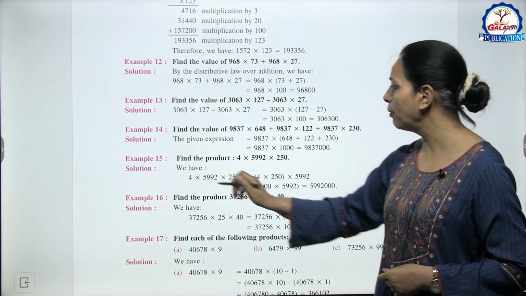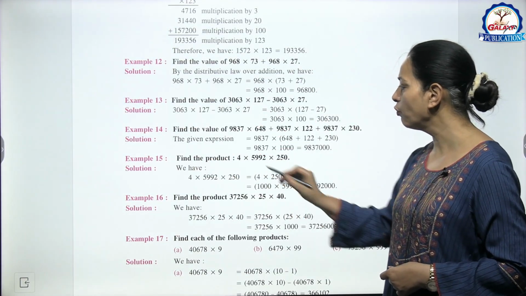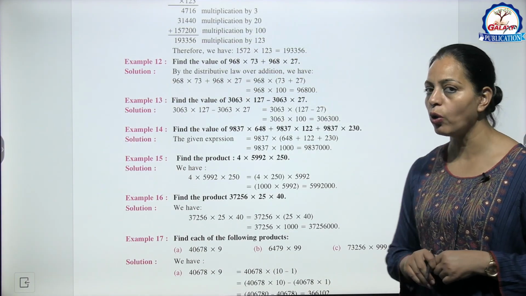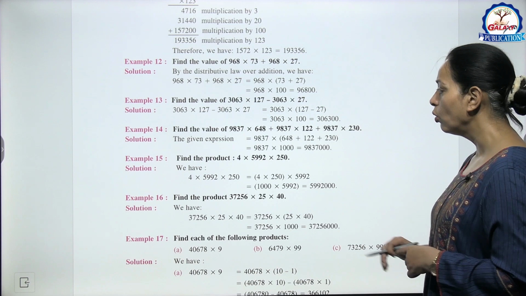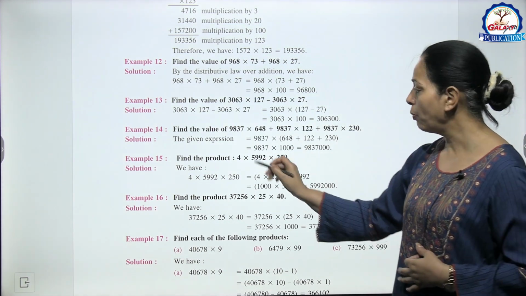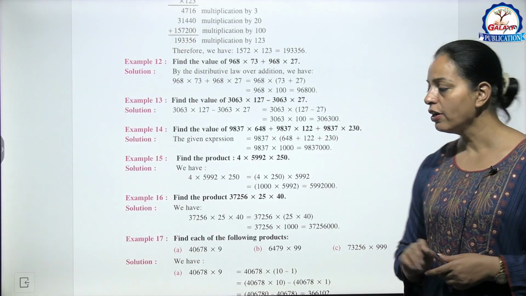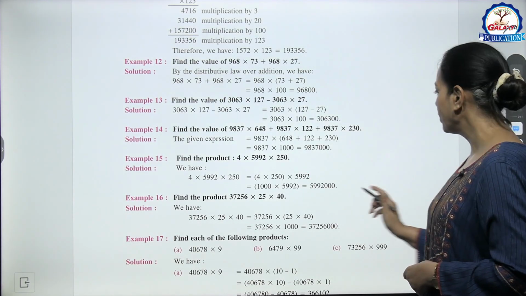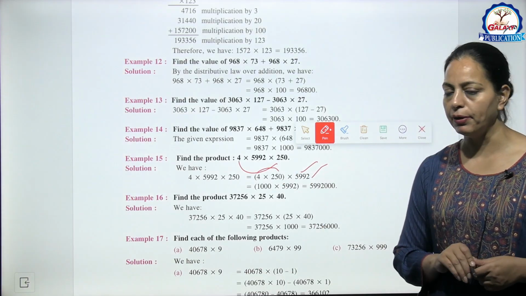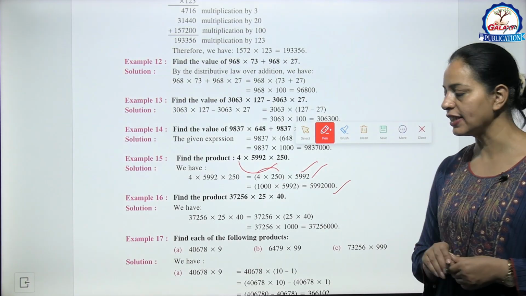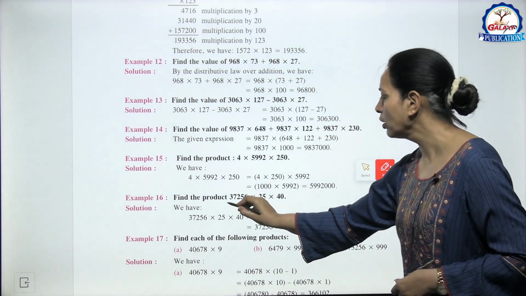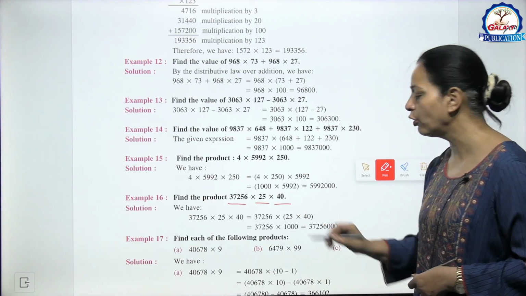नाउ सी एग्जाम्पल 15. Find the product 4 into 5992 into 250. You know 4 into 250 you will get 1000. तो पहले इन दोनों को मल्टीप्लाई कर दें. So we can multiply these two first and then multiply by this number. So answer is this one. Okay. Now example 16. Find the product this into 25 into 40.